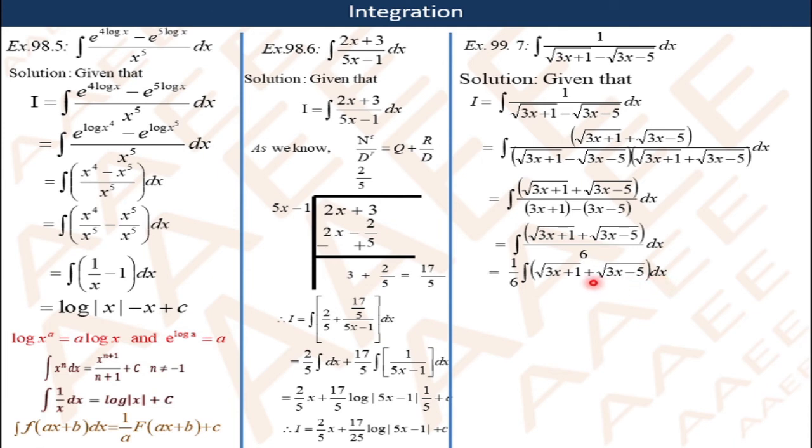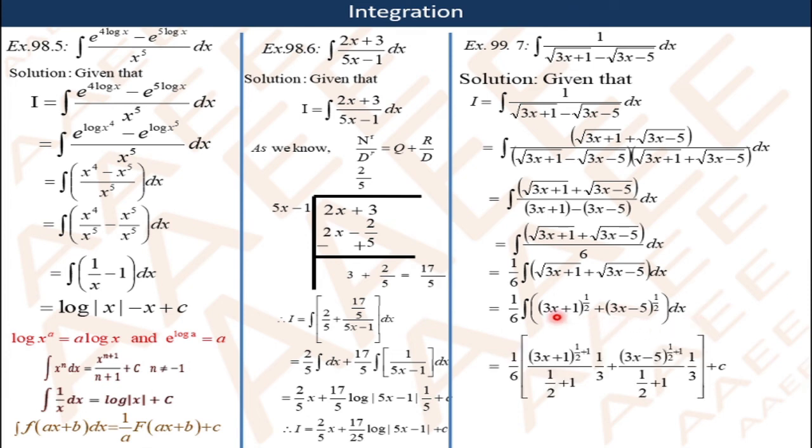Now each term is easy to integrate. The square roots can be written as 3x plus 1 raised to 1 by 2 plus 3x minus 5 raised to 1 by 2. So this integral will be 1 by 6 integration, in the bracket, of 3x plus 1 raised to 1 by 2 plus 3x minus 5 raised to 1 by 2, dx.